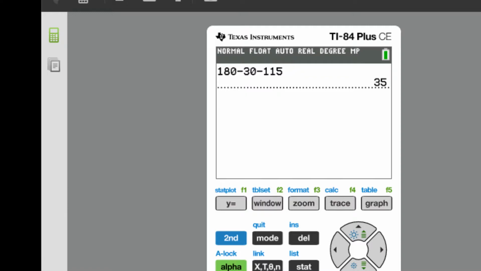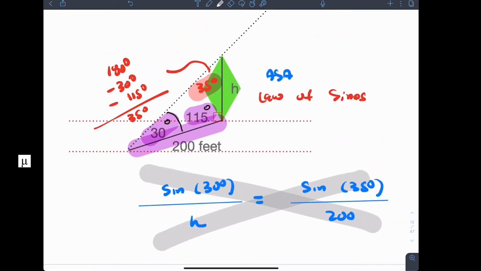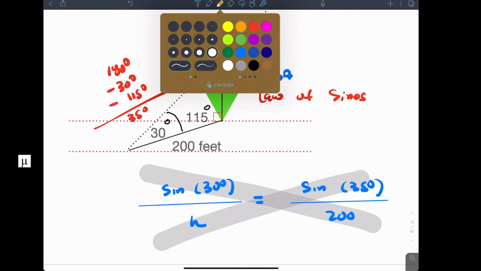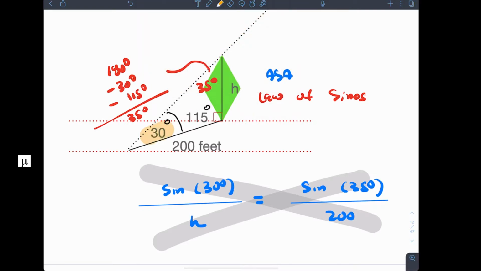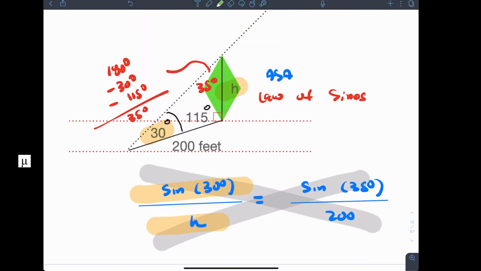So you say, how do we solve for h? Cross multiply. And I apologize. You guys can't see a word I'm doing. So let me do this. Too many colors. Sine of 30 over h. This is what we have here. Right? Will be sine of 35 over that 200. All right, you guys okay with that?